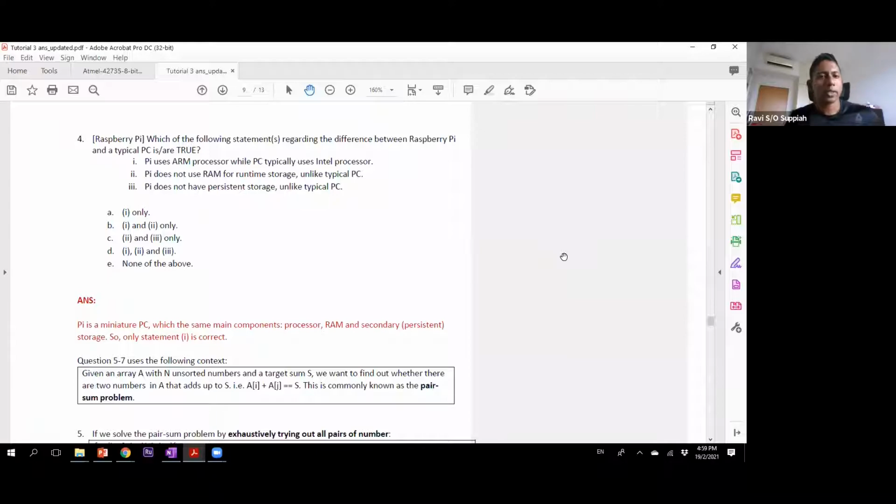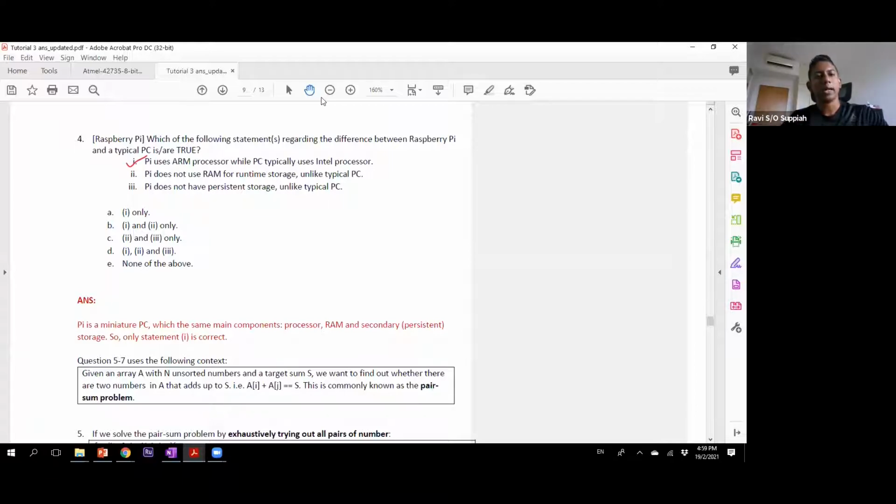Okay, so let's look at the next question. Which of the following statements regarding the difference between RPi and typical PC are true? So this is quite an old question. Again, things are of course changing very fast, right? In future, this question may not make sense because maybe all PCs may use ARM processors. But as of now, you can say that Pi uses ARM processor, and most PCs use Intel processor. So this is definitely true.